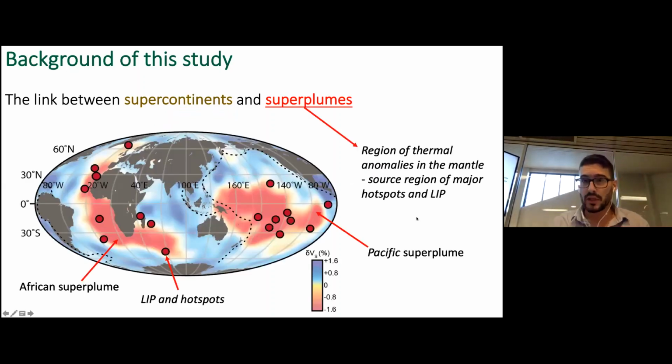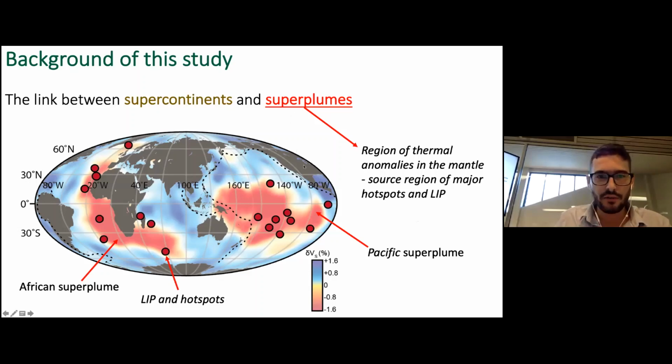About the superplumes, as I said, the superplumes are the LLSVPs. They are massive structures in the mantle that control the formation of the major hotspots and large igneous provinces on Earth. Back to the image of the tomography at 2,800 kilometers, the red dots here are the present-day major hotspots on Earth. And you see they are all closely linked to the LLSVPs, or the superplumes. These regions are thermal anomalies, and as I said, they control the formation of the hotspots and LIPs.